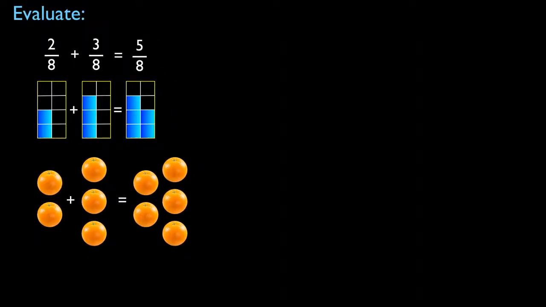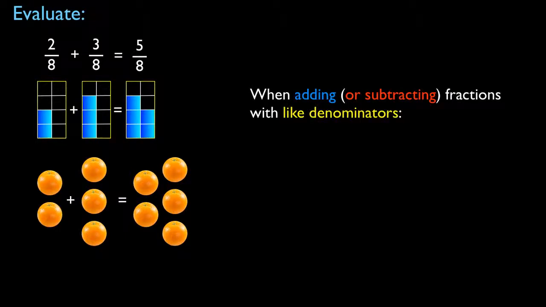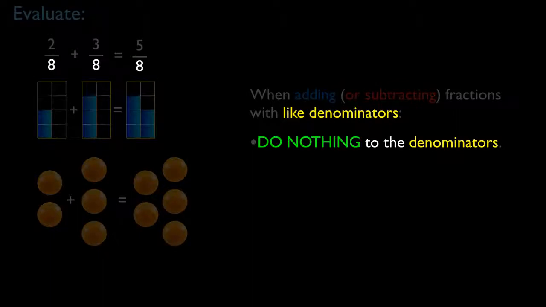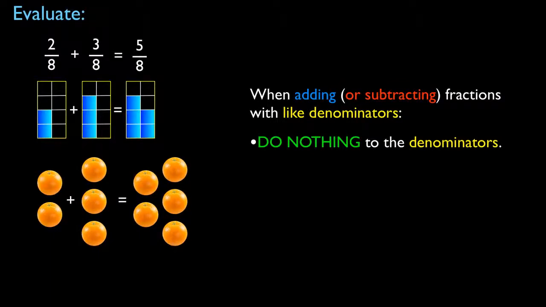So that must be our answer. And so adding two fractions with like denominators is really straightforward. We say when adding or subtracting fractions with like denominators, do nothing to the denominators. So we did nothing to the 8 in each denominator. We kept our final answer having an 8 for a denominator. And then simply add or subtract, if it's a subtraction question, the numerators. There's nothing more to it than that. Let's try a couple.